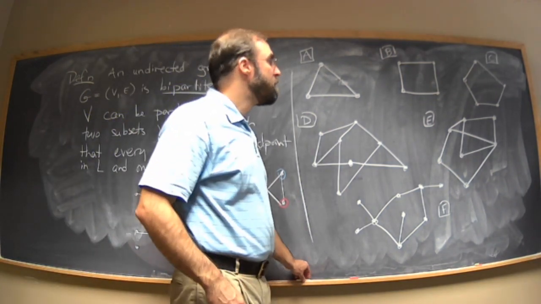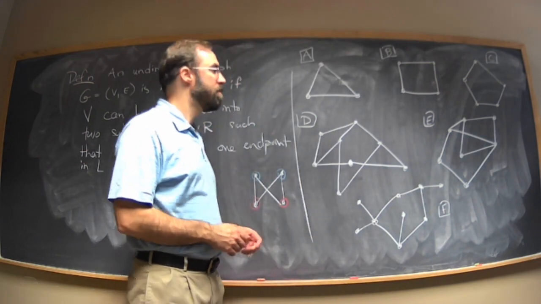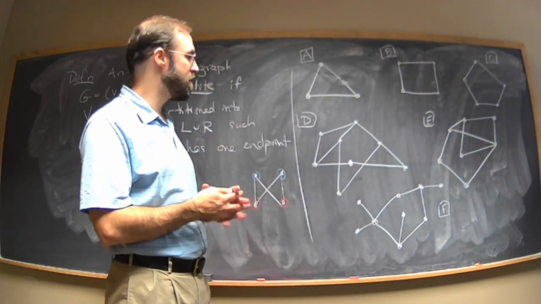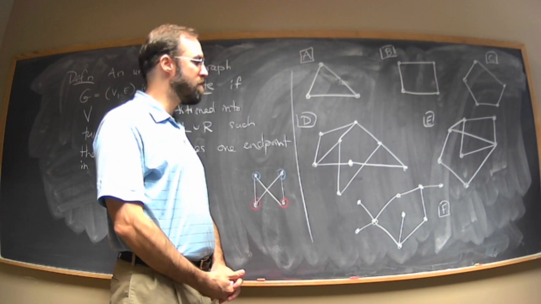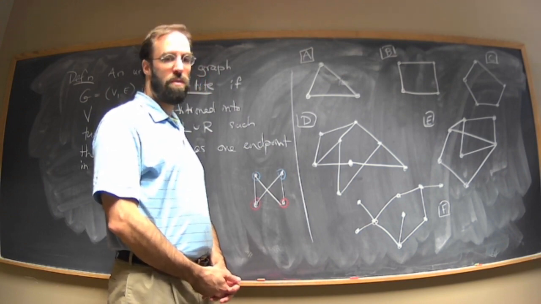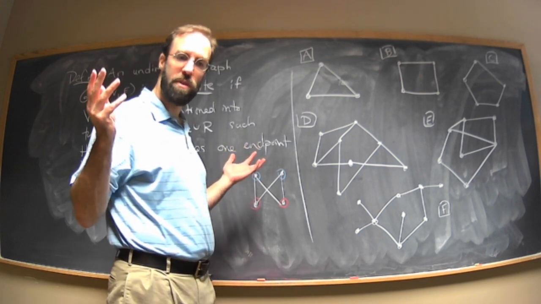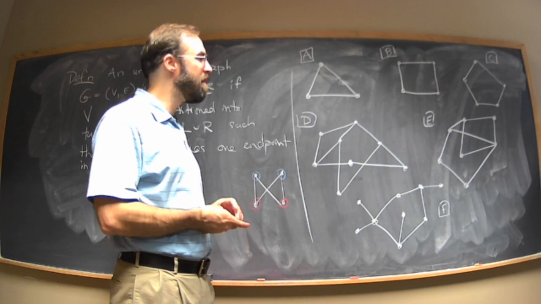So let's talk about these, right? And number one, we want to figure out what the answers are for these. But number two, with an eye towards some kind of general method. Can we come up with a general way of telling? If I just show you an arbitrary graph, can you figure out if it's bipartite or not?